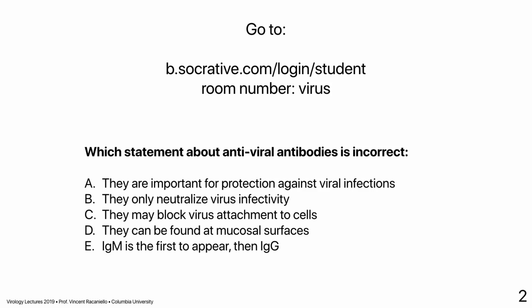Next question. Which statement about antiviral antibodies is incorrect? They are important for protection against viral infection. They only neutralize virus infectivity. They may block virus attachment to cells. They can be found at mucosal surfaces. IgM is the first to appear, then IgG.